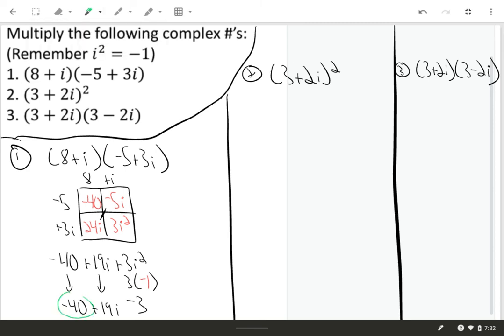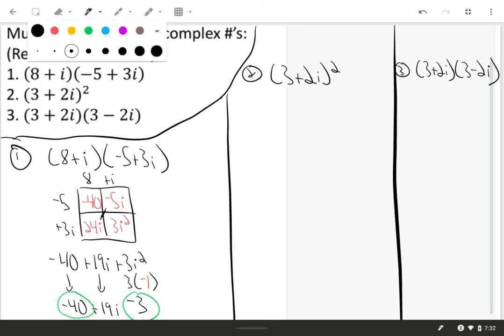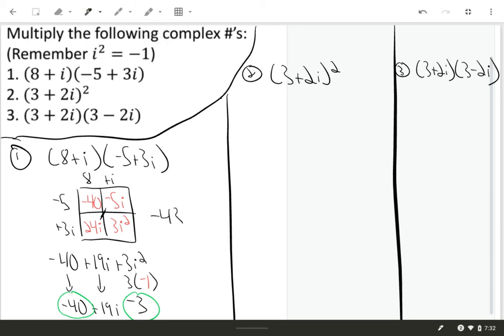I have a -40 and a -3. Okay? And if I put those together, I end up with -43. Right? -40 and -3 become -43 plus 19i. And that right there is our answer.